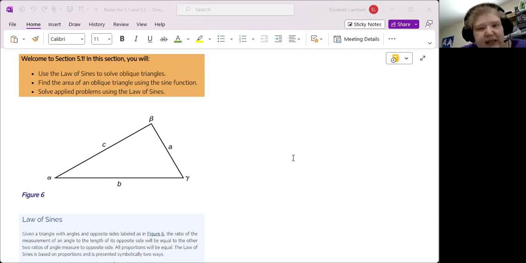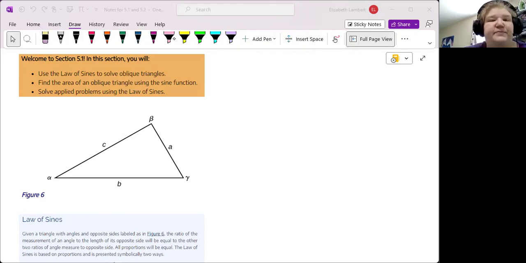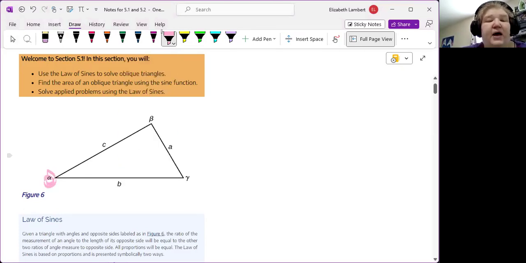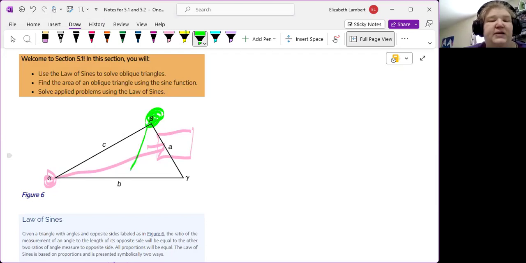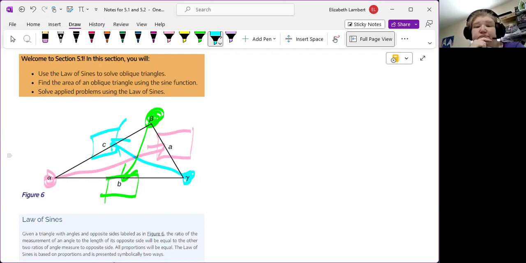So in class, we're going to have this set up here as our default. So I have angle alpha, angle beta. Angle alpha is across from side A. Angle beta is across from side B. And angle gamma is across from side C. All right, so when we label angles, we label sides. This is how the correspondence works. They always go across.